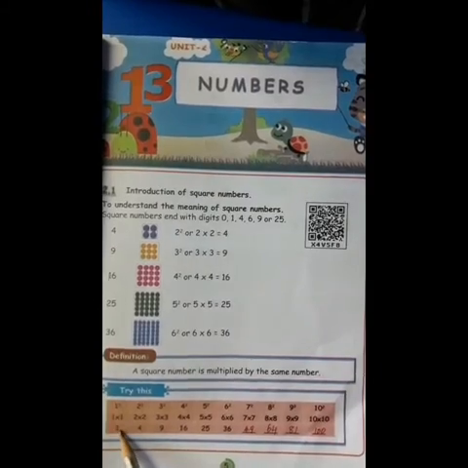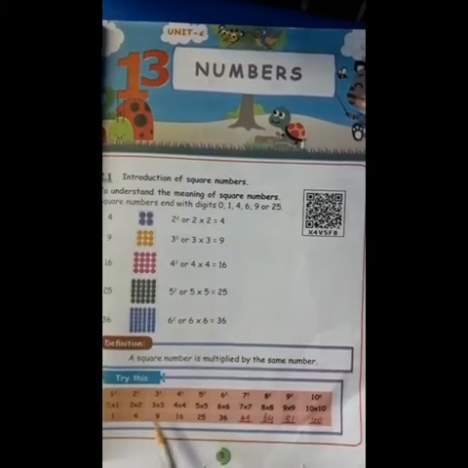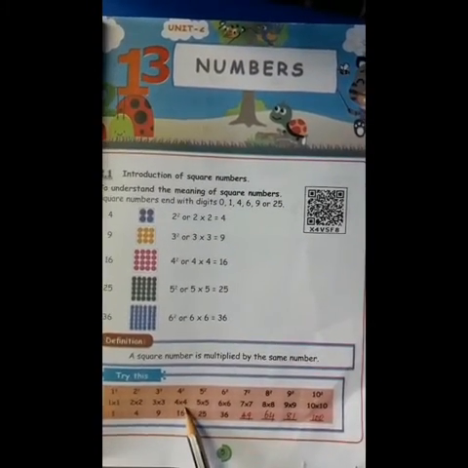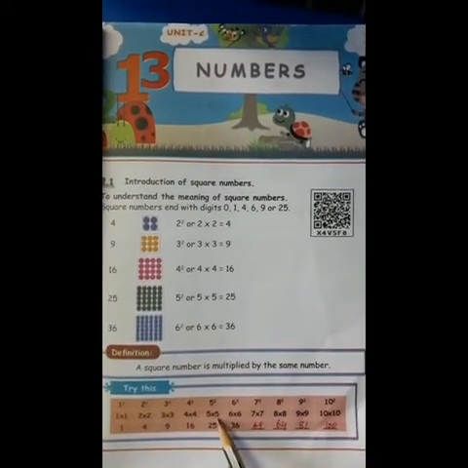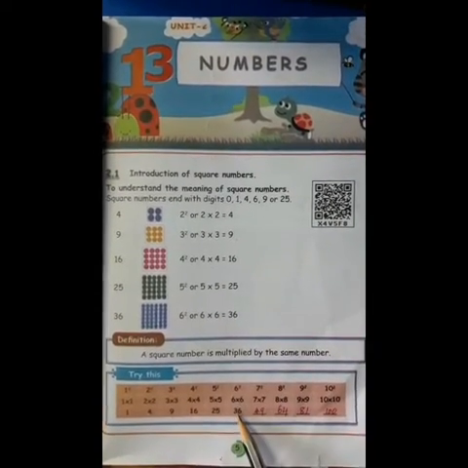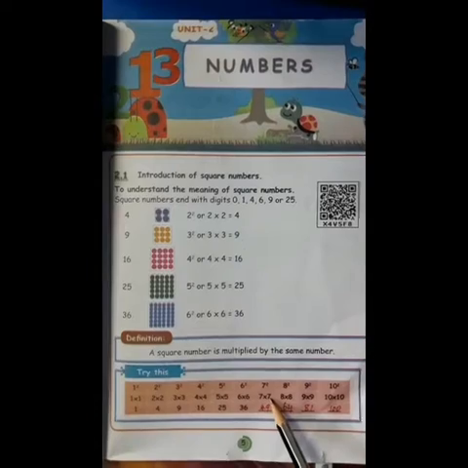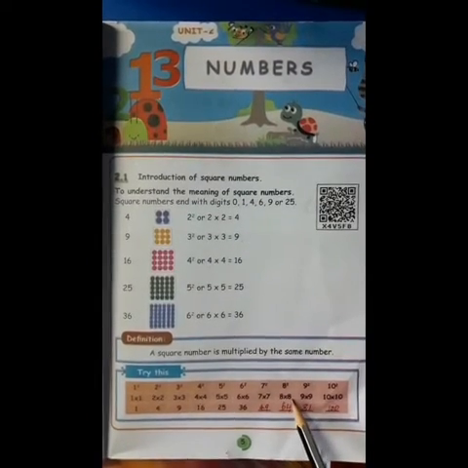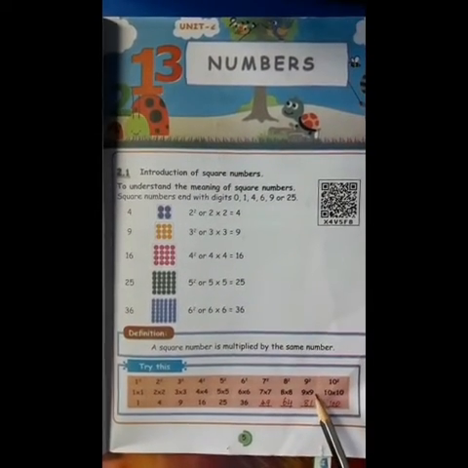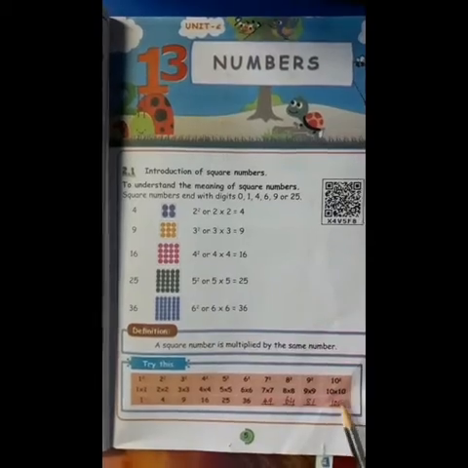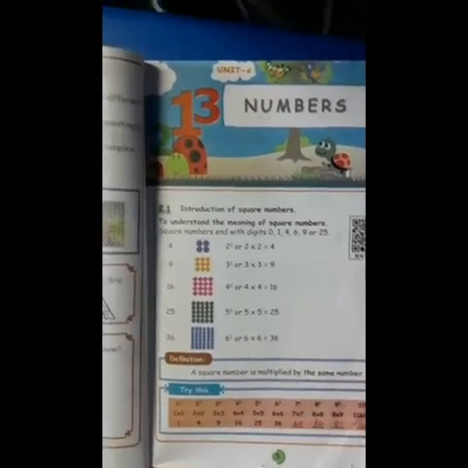1 1s are 1. 2 2s are 4. 3 3s are 9. 4 4s are 16. 5 5s are 25. 6 6s are 36. 7 7s are 49. 8 8s are 64. 9 9s are 81, 10 10s are 100. The square number is multiplied by the same number.